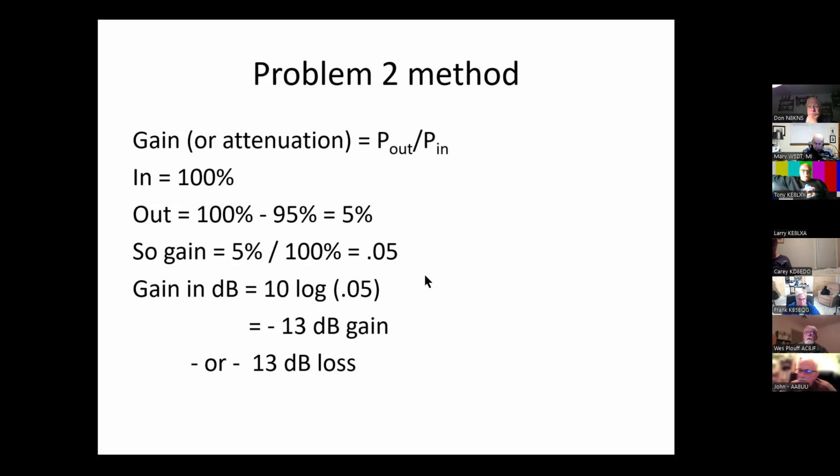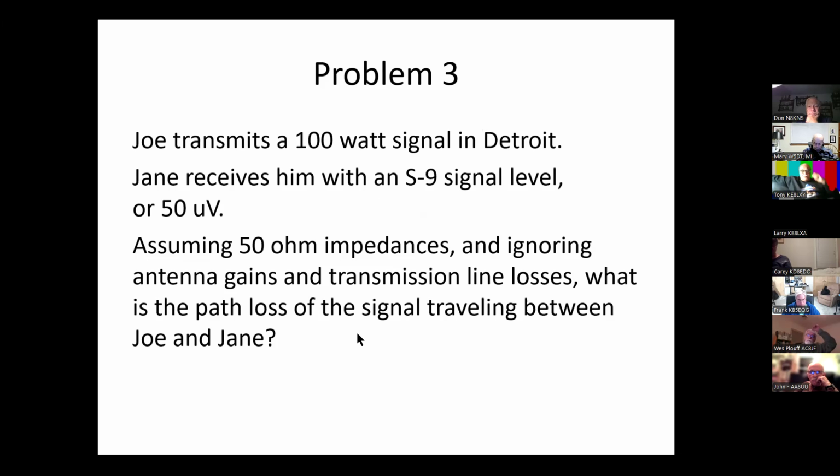So let's do one more here. Joe transmits a 100-watt signal in Detroit, and Jane, who lives outstate, receives him with an S9 signal level. So at the antenna input of her receiver, Joe's signal is 50 microvolts. Assuming that the transmitter and receiver talk to 50 ohm impedance and ignoring antenna gain and any loss in cables, what is the path loss of the signal traveling between Joe and Jane?